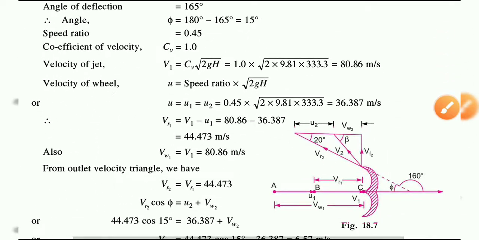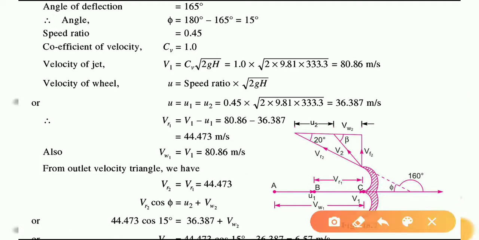So the first thing we will find the velocity of the jet. Velocity of the jet means the value of V1. V1 is equal to CV root of 2GH. We already know CV has a value of 1. Here the value of H is 333.3. If we replace and put all these values, we will get the value of V1 as 80.86 meter per second.